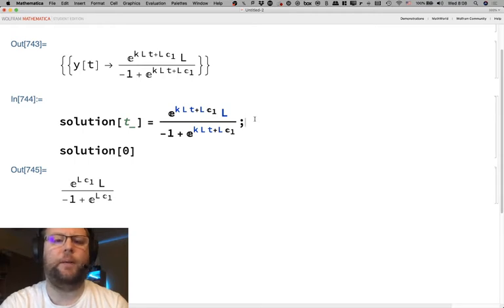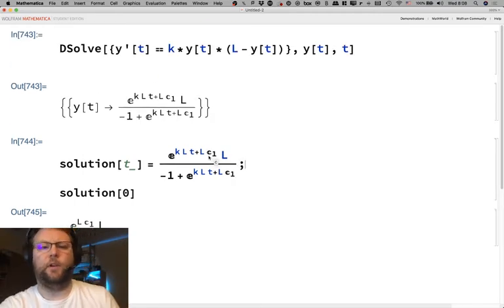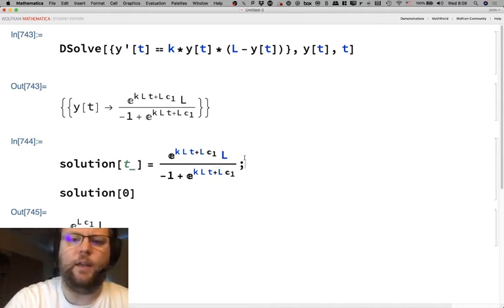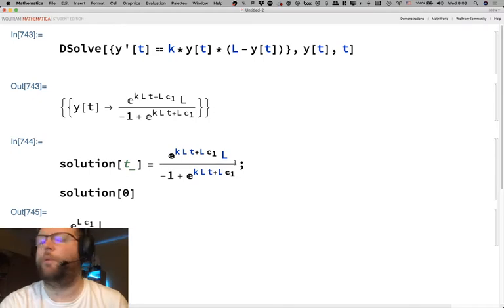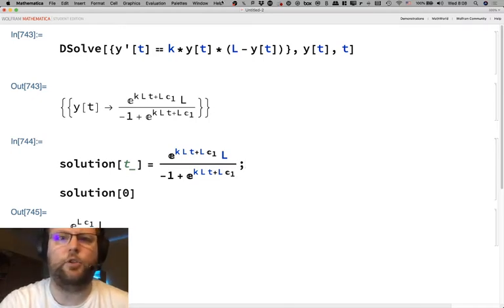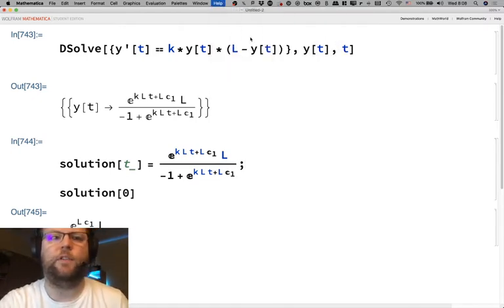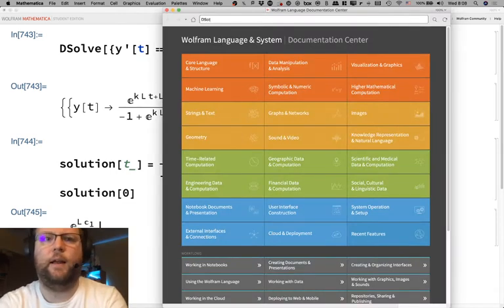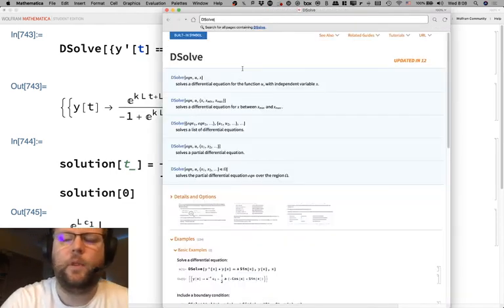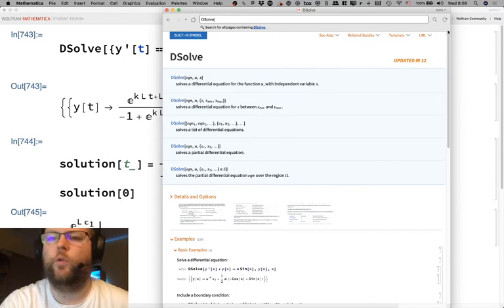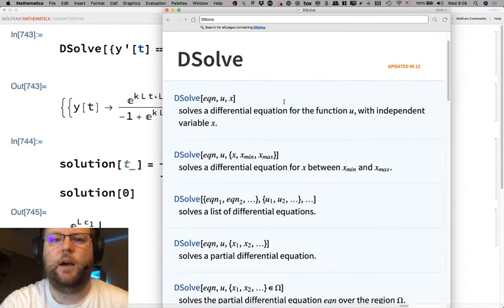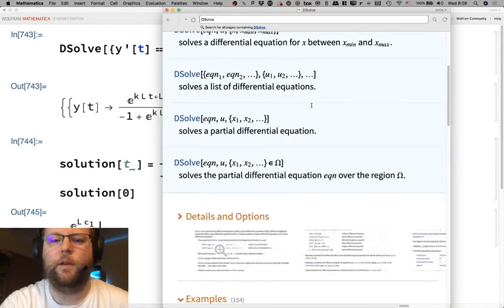Now, we did this numerically last time, so we got something that approximated this curve-wise, but here I just wanted to make sure that we were clear on the exact solution. And just for reference's sake, let's look at the documentation for DSolve, and I'll blow this one up too. Okay, so we would be doing basically this first example, solving a differential equation with an independent variable.